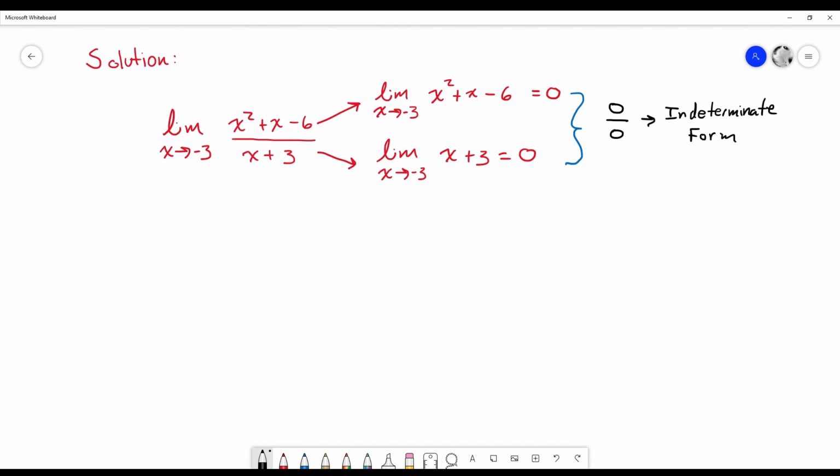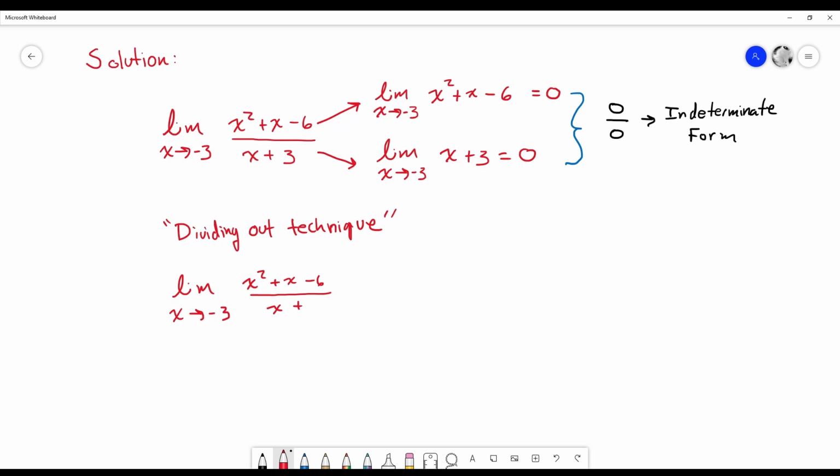So what I can do to have some sense in this limit is I can apply the dividing out technique. And the dividing out technique is basically just factoring. So I'm going to rewrite the problem. Limit as x approaches negative 3 of x squared plus x minus 6 divided by x plus 3 equals, I'm going to write the limit statement again, but now I'm going to factor out the numerator, and I'm going to leave the denominator the same.